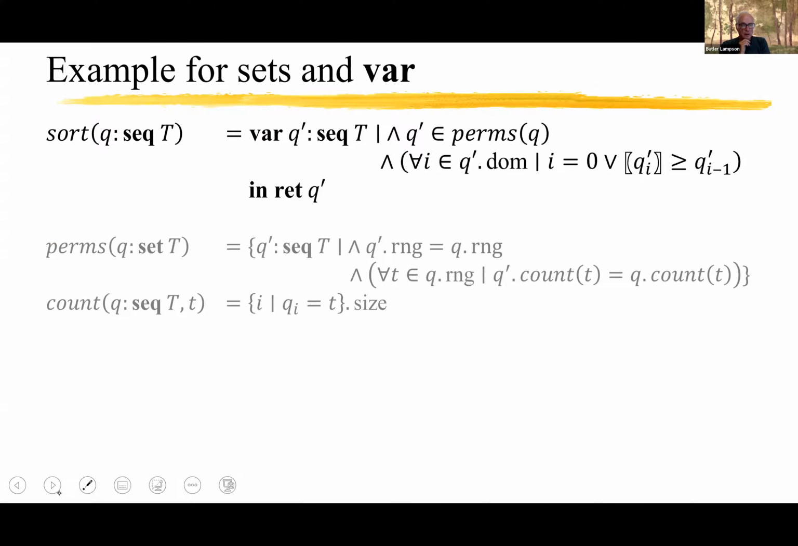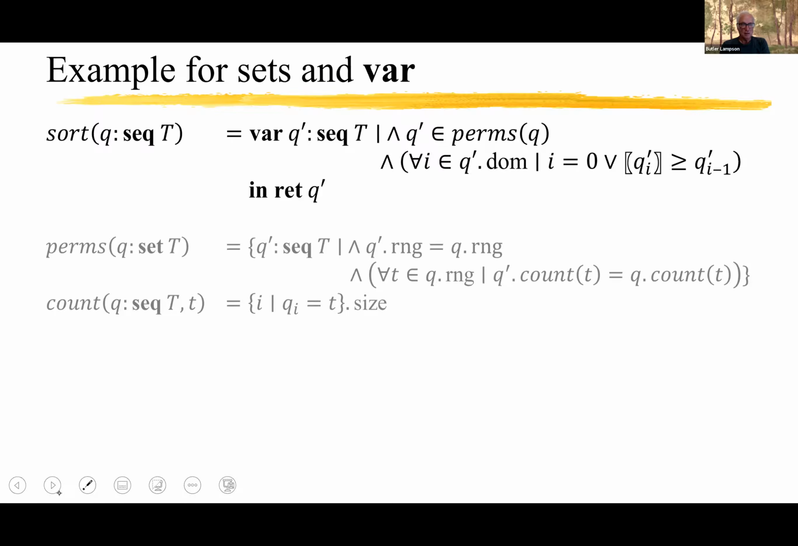So to see how that goes, let's look at a sort procedure. You feed it a sequence of T's called Q, and you introduce a variable Q prime, which is also a sequence of T's, which has the property that Q prime is one of the permutations of Q, and for every I that's in the domain of Q prime, either it's 0 or Q prime sub I is bigger than or equal to Q prime sub I minus 1. In other words, the sequence is increasing. So you choose some such Q prime and then you return it.